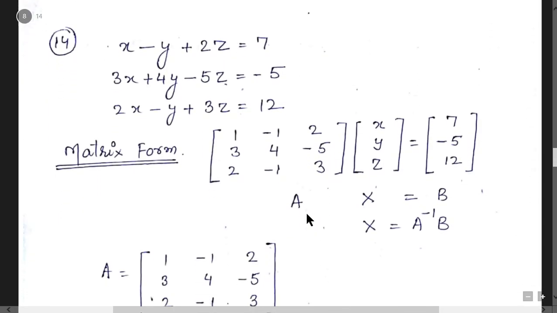Similar is the case in question number 14. All the questions are similar. You can practice at home. 1, 3, 2, it's a matrix, minus 1, 4 and minus 1, 2, minus 5 and 3, and on the right hand side 7, minus 5 and 12. Again, you can change into Ax is equal to B and x is equal to A inverse B.